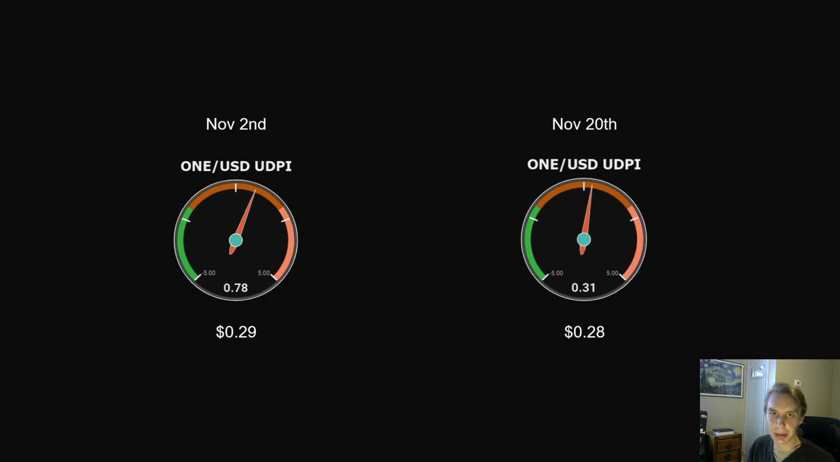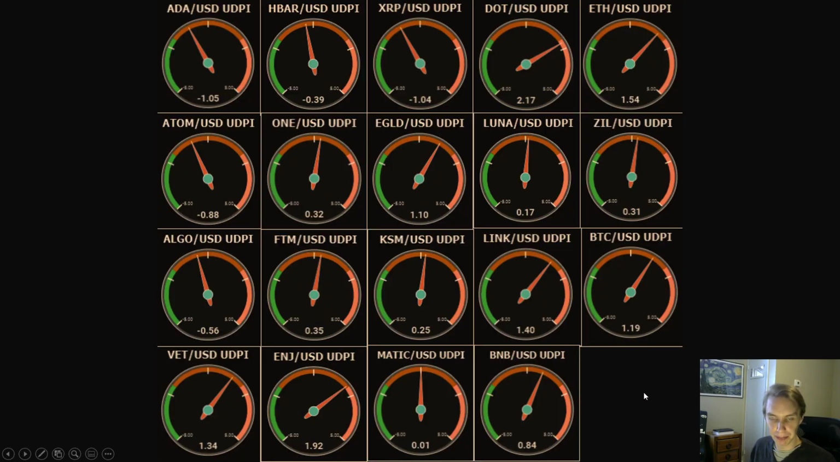And so I think this is just a bullish signal. The longer that Harmony hangs out in these price ranges, the more bullish the model will likely become on it, and the more favorable the risk-reward ratio for the asset. So again, not financial advice, but just something that's interesting when comparing the UDPI levels across these different price points based on time.